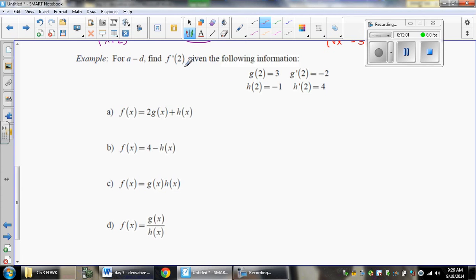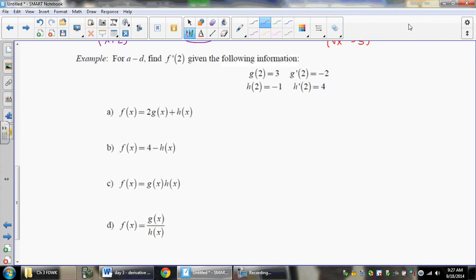So now, down here, we are given all this information, and they want us to find f prime of 2. Okay, so here's g, g prime, h, and h prime of 2. Here's some f's. They want us to find f prime of 2. So let me show you how this works. What we're really looking at here is how do you deal with the notation? Well, if f of x is 2g of x plus h of x, then f prime of x says that if you're taking a derivative of a number times a function, the derivative is just the number times the derivative of that function.